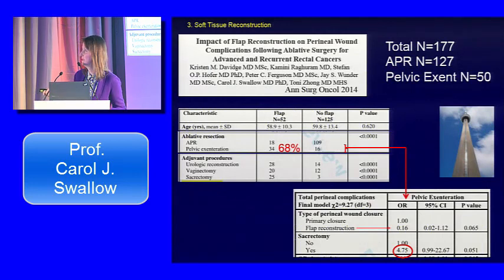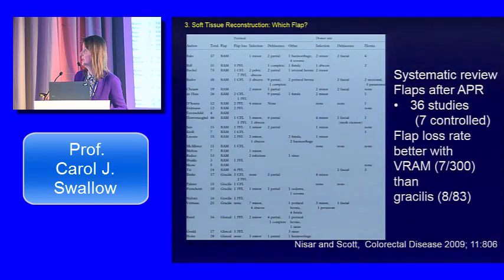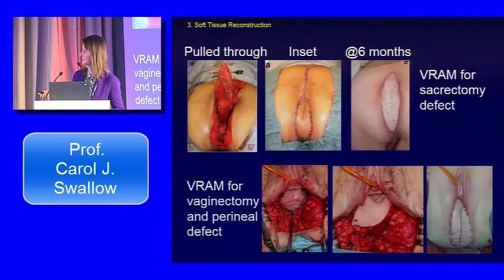In our own experience, we found that 68% of people who'd had a pelvic exenteration got a flap, and having a flap was predictive for a much lower complication rate than no flap. So that's our general approach. What type of flap? In the same systematic review, the loss rate was much better with a VRAM than a gracilis. A VRAM is more flexible, and so that's the flap we generally use. And this gives you an idea of what you can do with a VRAM flap, and in particular with vaginal and perineal reconstruction.